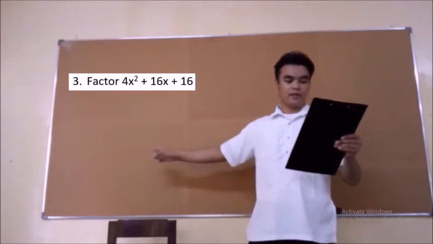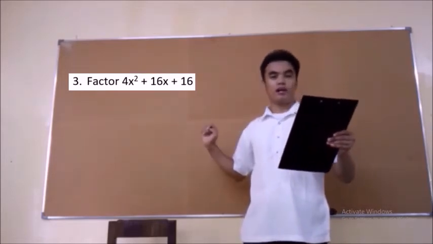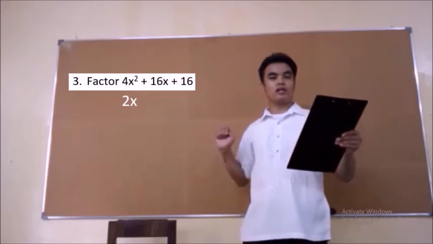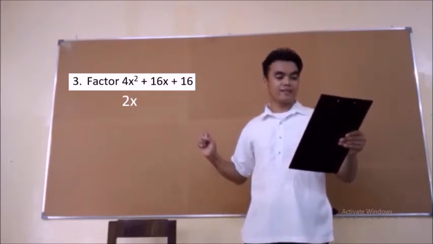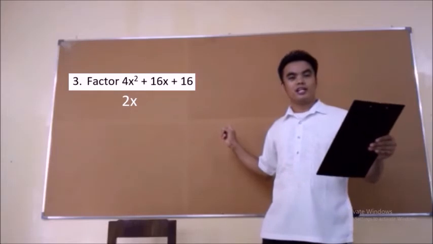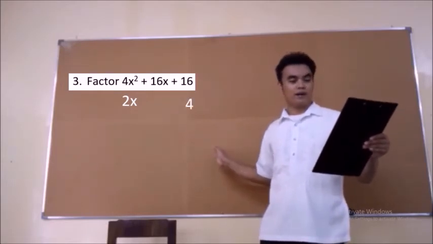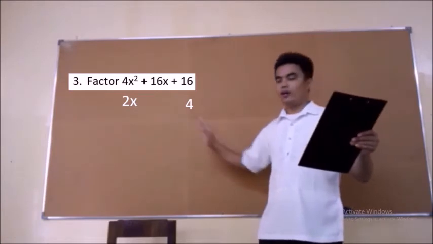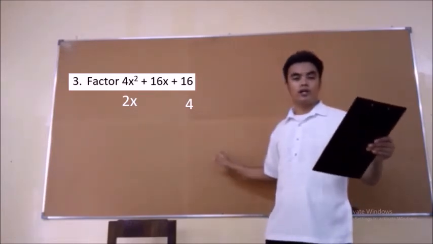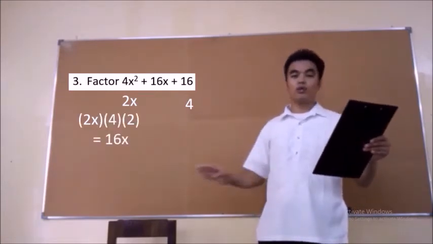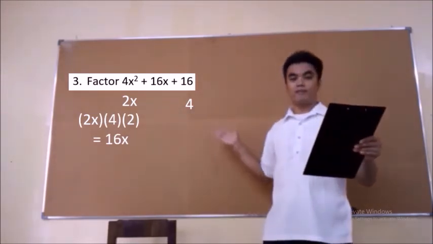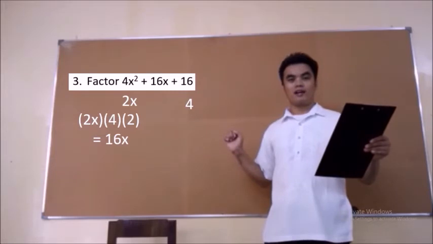So let us try. 4x squared. The square root of 4x squared is 2x. The square root of 16 is 4. So 2x times 4 times 2 is equal to 16x. Therefore, we can say that this is a perfect square trinomial.